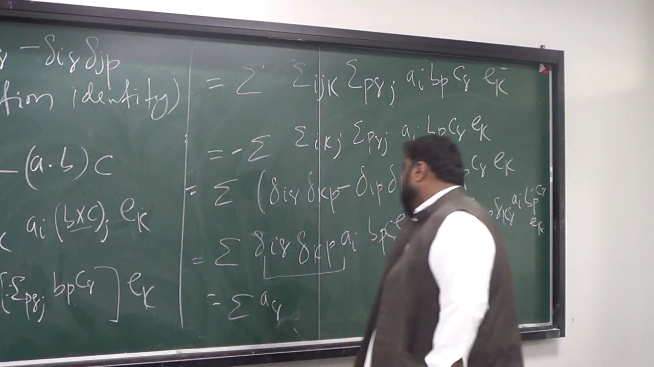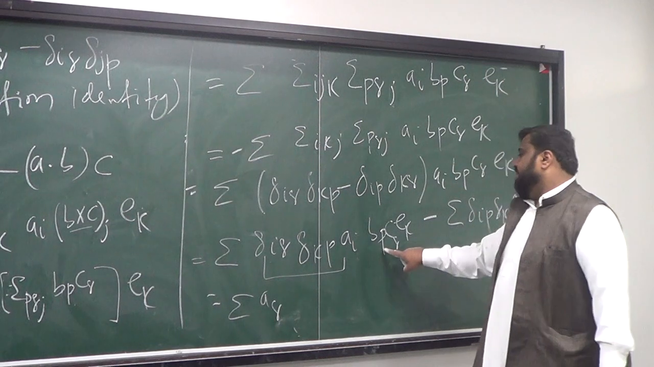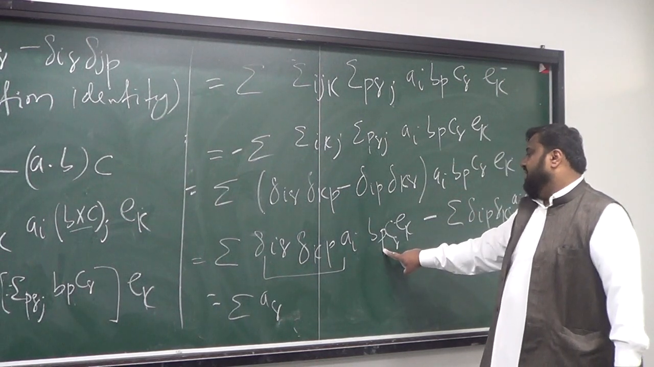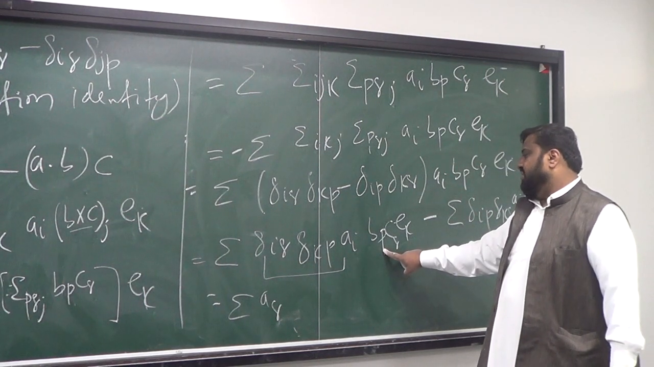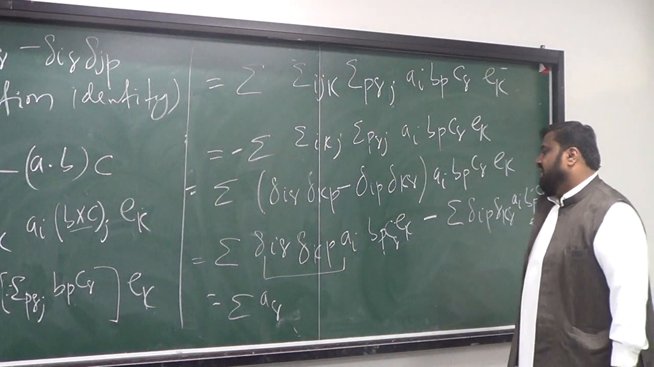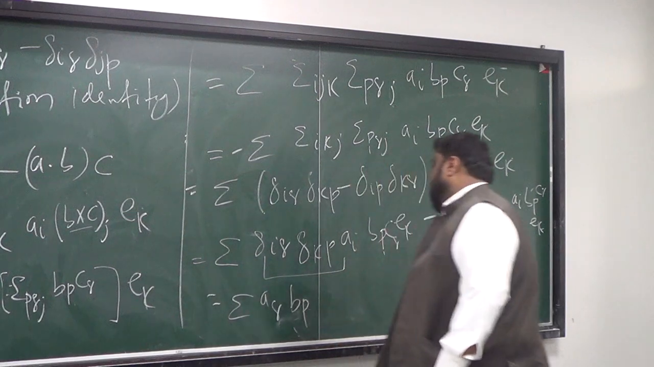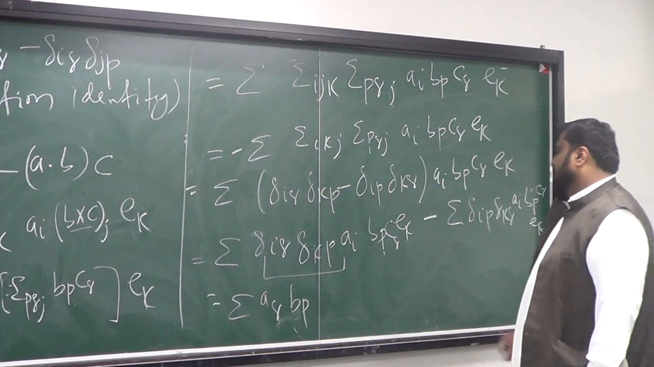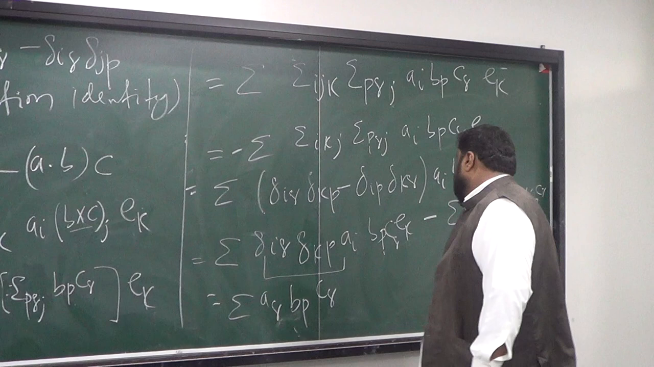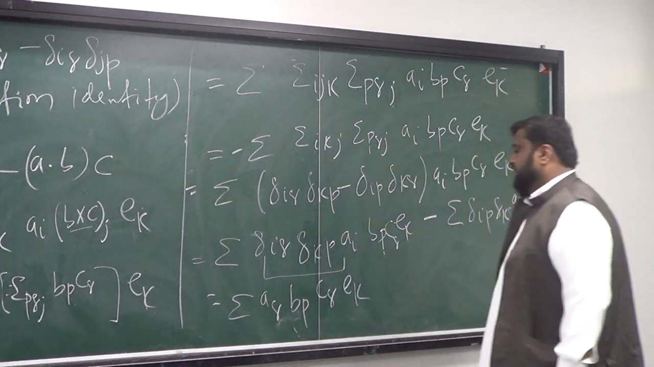So this will be A Q. Delta K P multiplied by B K is going to be. So B P is a B K main. B okay, so let's call it B P. So what will remain? C Q. C Q and E K.